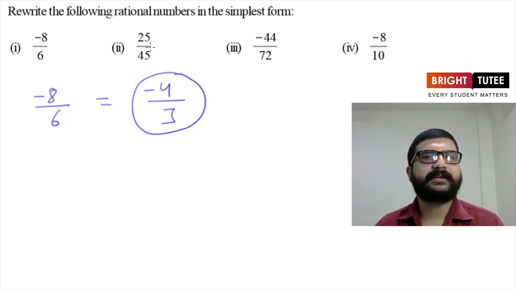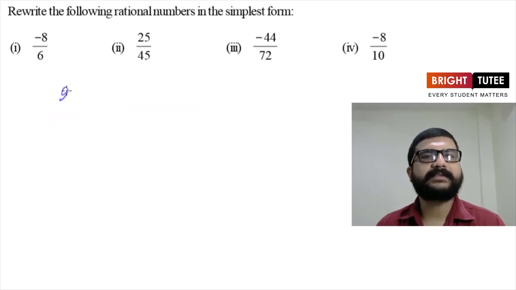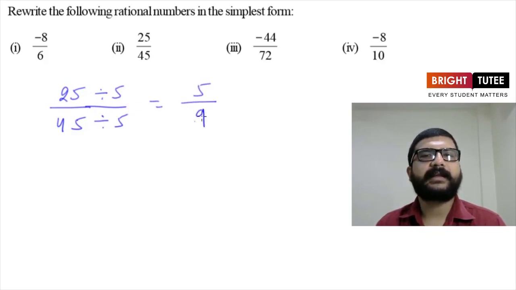Now let's see the next number. It is 25 upon 45. Is there any common factor between numerator and denominator? Yes, there is a common factor between numerator and denominator, and it is 5. So let's divide them by 5. So this will give us 5 upon 9.